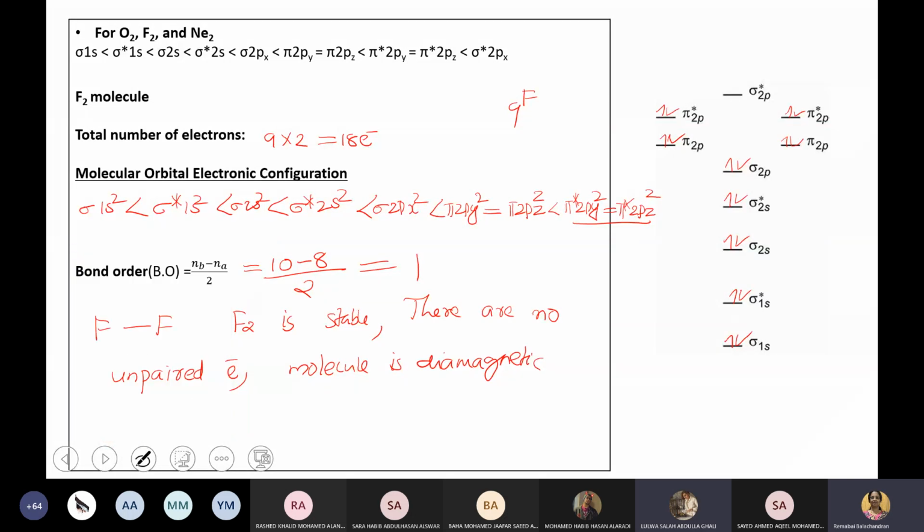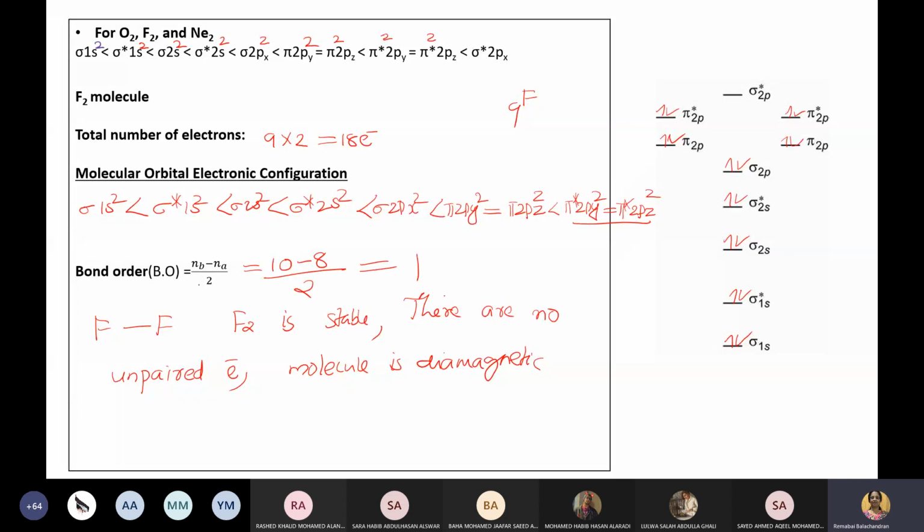Sigma 1s2. Sigma star 1s2. Then sigma 2s2. Sigma star 2s2. Sigma 2p2. And pi 2p2. Okay. Pi star 2p2. Correct now? 2, 4, 6, 8, 10, 12, 14, 16, 18.